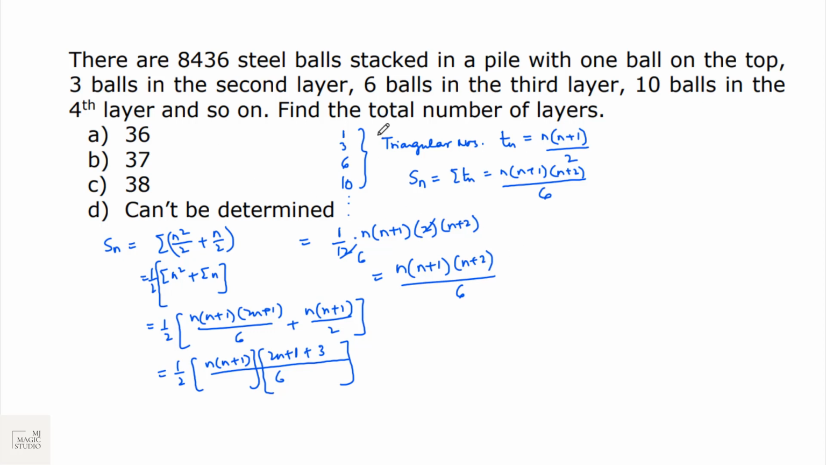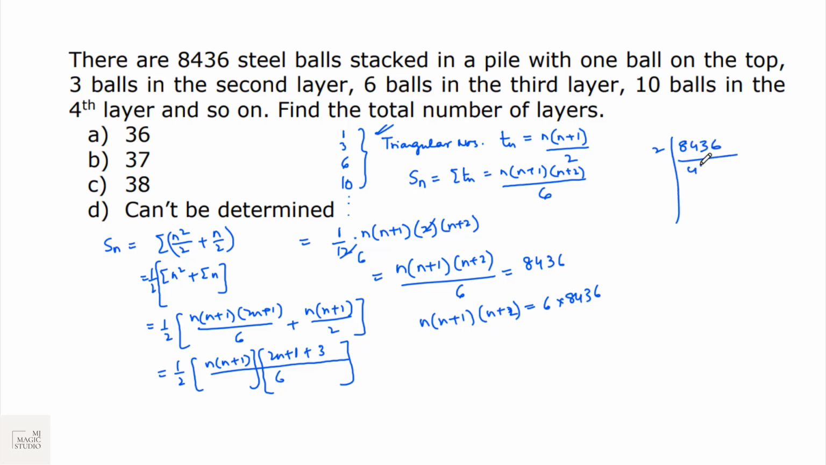Now according to the given situation, first of all, it is the series of triangular numbers. Second, if you remember the summation formula for triangular numbers, n into n plus 1 into n plus 2 by 6, and now this is equal to 8436. So we have n into n plus 1 into n plus 2 equals 6 into 8436. Instead of solving it, let's factorize 8436 into prime factors, and then we will try to identify some values such that we get three numbers which are consecutive.